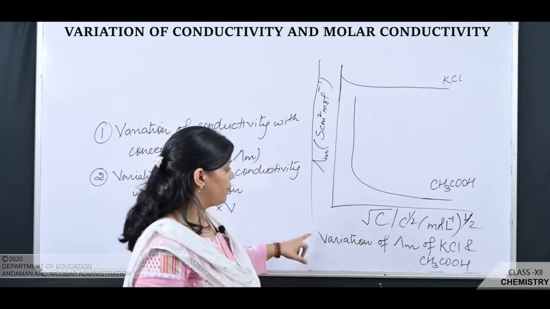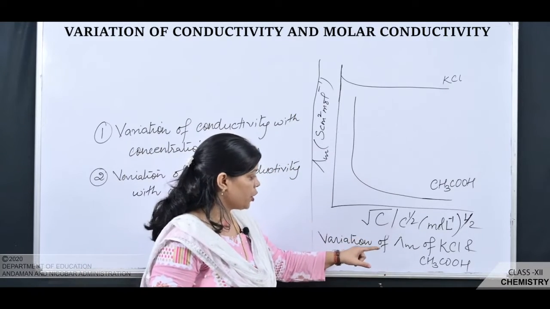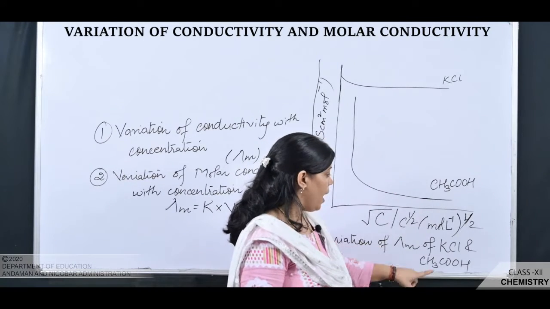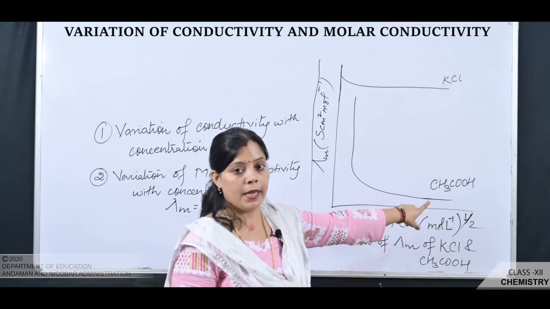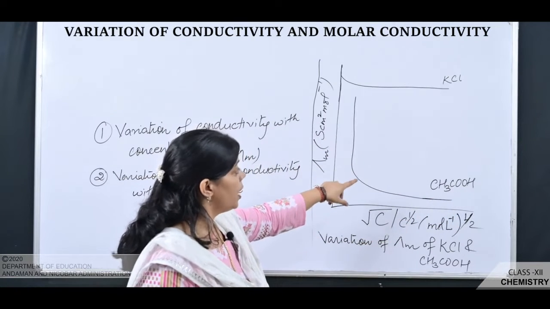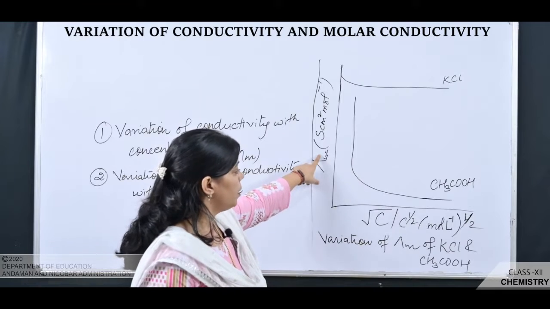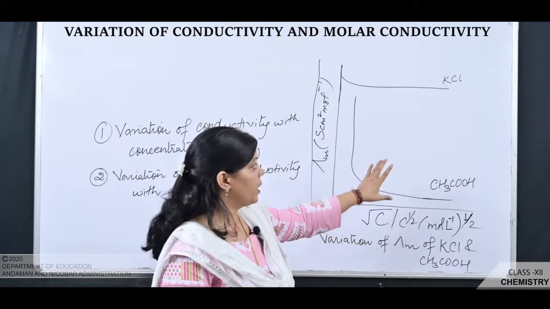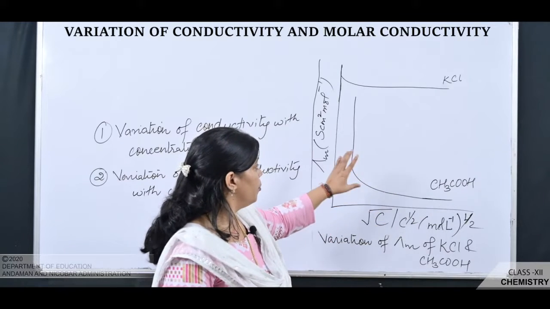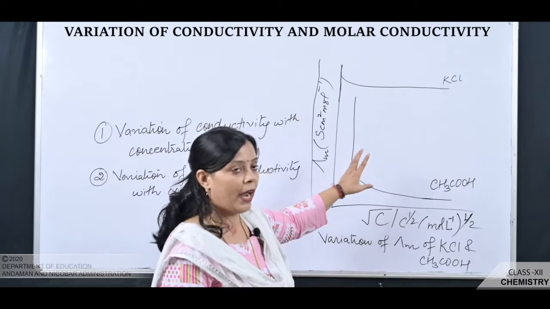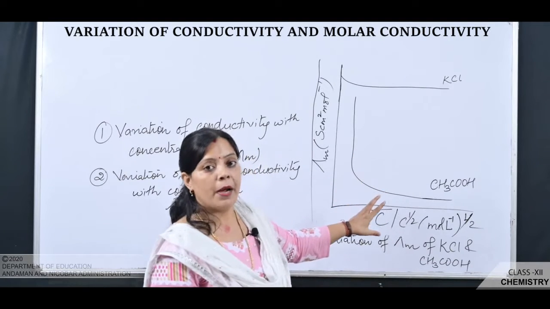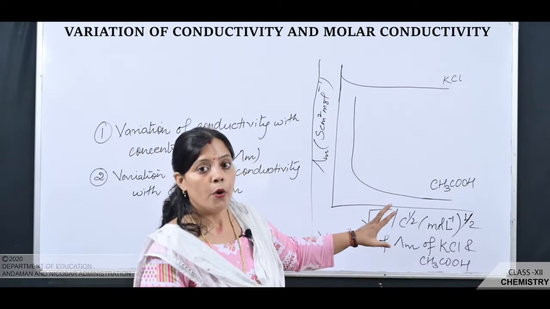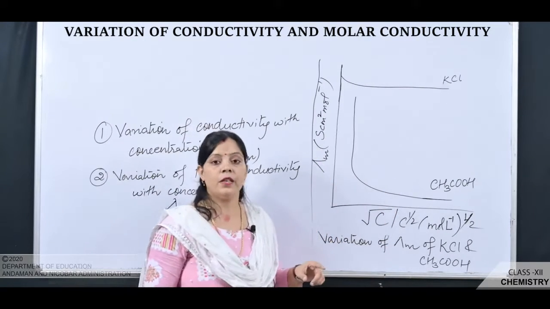Children, this is the graphical representation of the variation of molar conductivity for the strong electrolyte, that is KCl, and the weak electrolyte, that is acetic acid. Here a plot is drawn between the molar conductivity and the concentration. With the help of this graph, we can clearly understand how the molar conductivity of the strong and weak electrolyte varies by changing the concentration of the solution, or by changing the dilution. Okay students, in this graph we find the following facts.